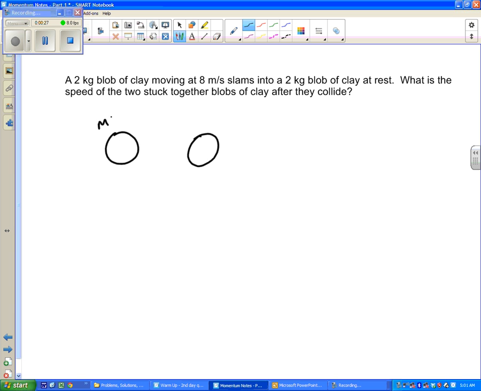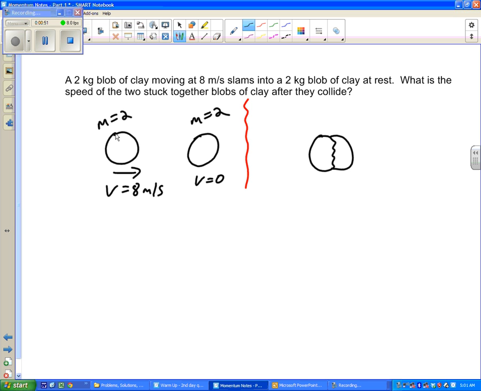They both have masses of 2. And this one is moving at a velocity of 8 meters per second. And this one is not moving. And we also have after the collision. So after the collision, these two blobs are stuck together. This one still has a mass of 2. This one still has a mass of 2 also. And we're trying to figure out how fast they're moving in that direction.